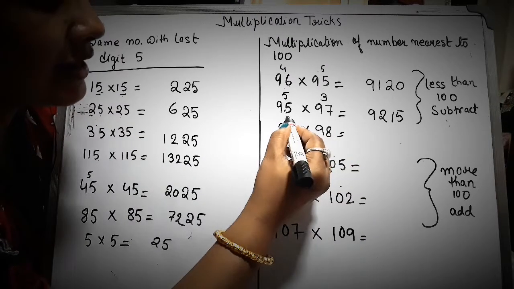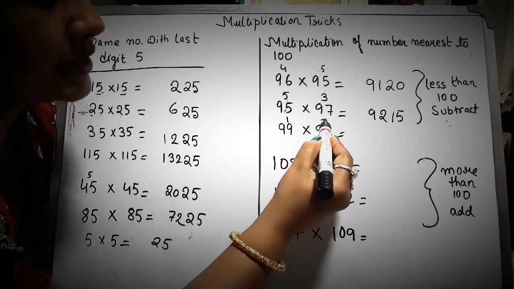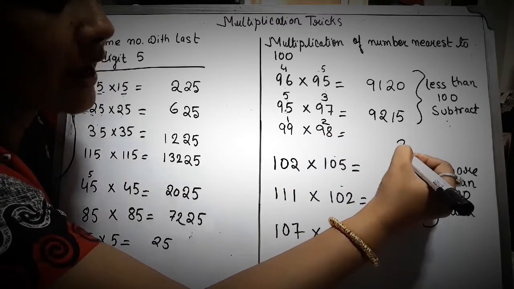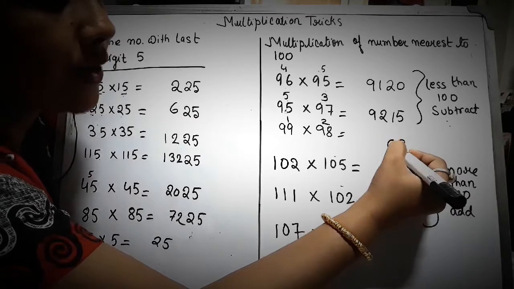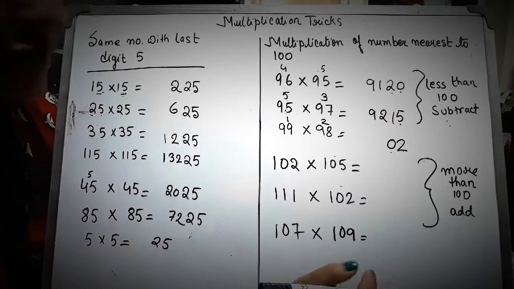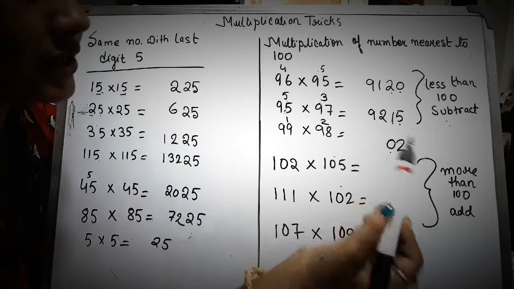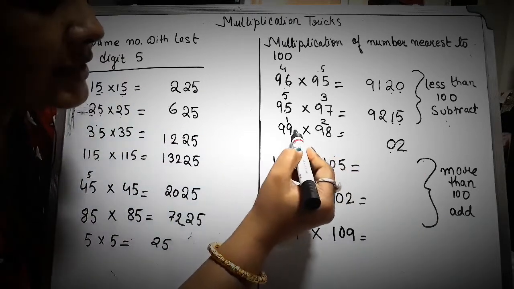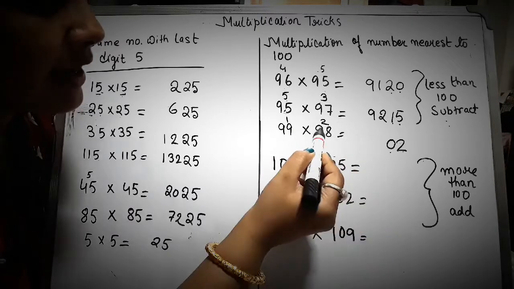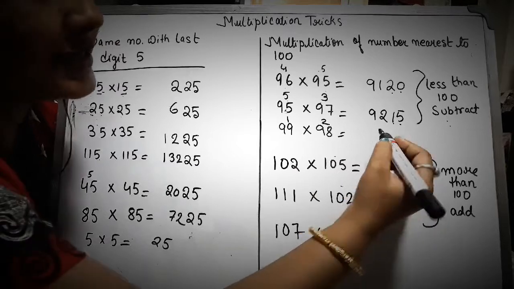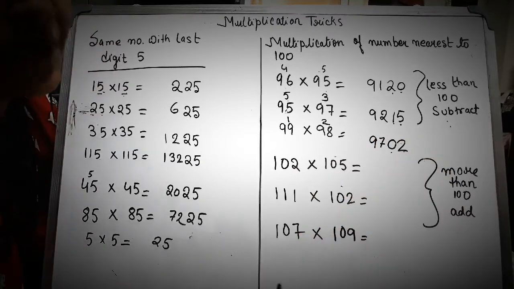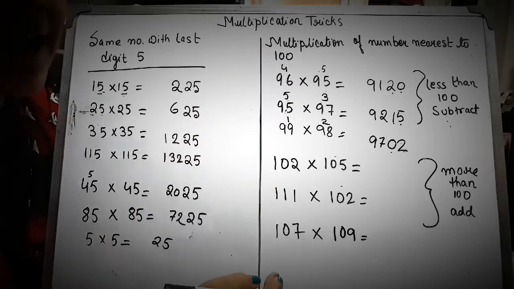Then next one, difference is 1, difference is 2. So 1 into 2, answer is, don't write only 2. I told you, you have to take 2 digits. So I have taken 2 digits. Now, what is the difference? 99 minus 2 is 97. 98 minus 1 is also 97. So here is your answer. Clear? So this goes for less than 100.